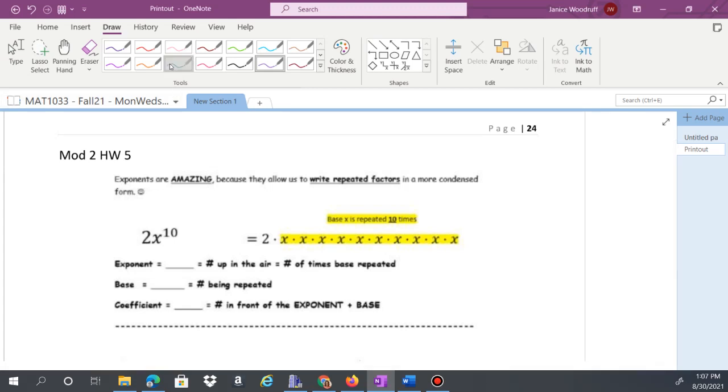In this expression, you have an exponent. That's the number that's up in the air. So the exponent in this case would be 10. Your base is the number being repeated. So the base connects to the exponent. The base here is the x. And then the number in front of the exponent and base is going to be a coefficient.